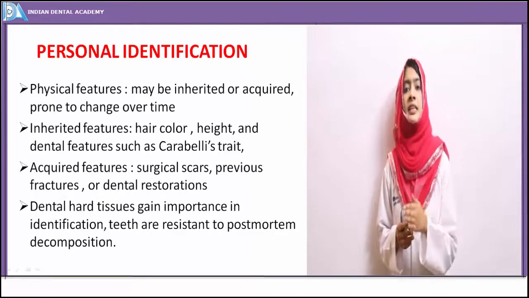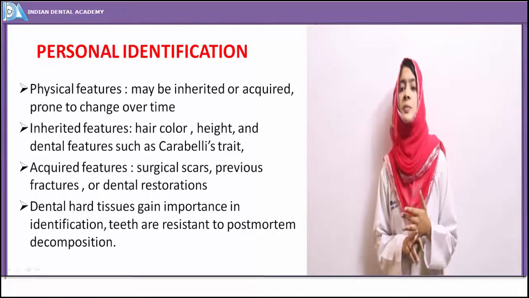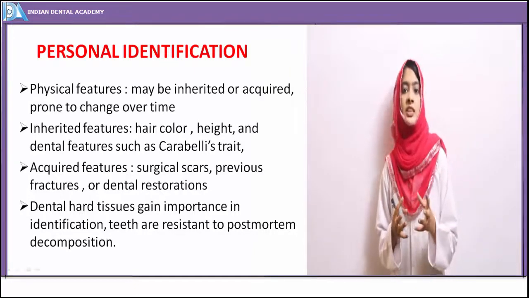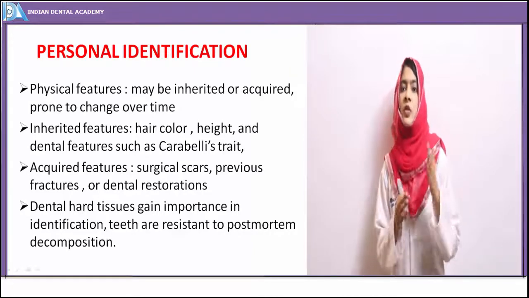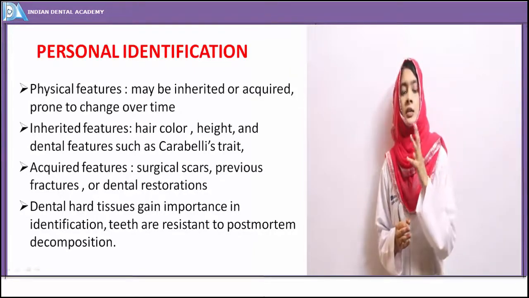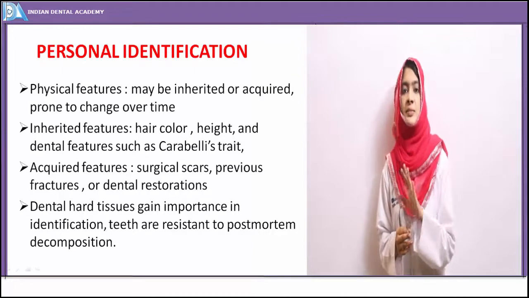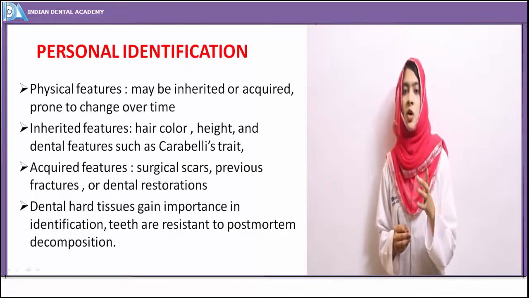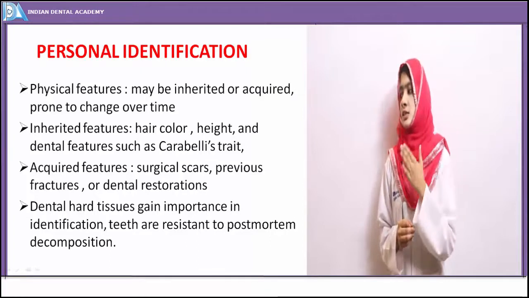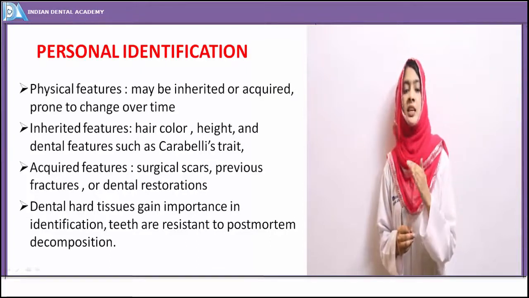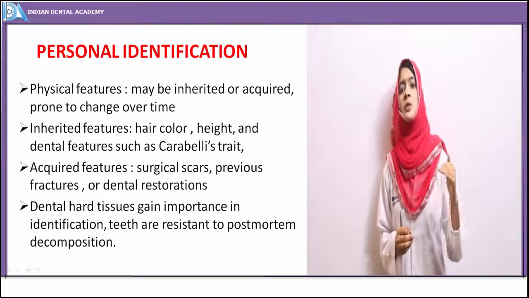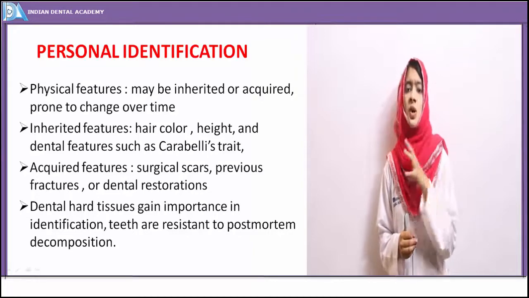Apart from that, the dental hard tissues gain importance in identifying the person personally, because teeth have a unique feature in that they are individual and specific for each individual. Two persons do not have similar dental features. The two individuals will have differences in all aspects of teeth. And the dental hard tissues are very resistant to any degradation, whether in decomposition, burning, or during any disasters, whatever is happening.